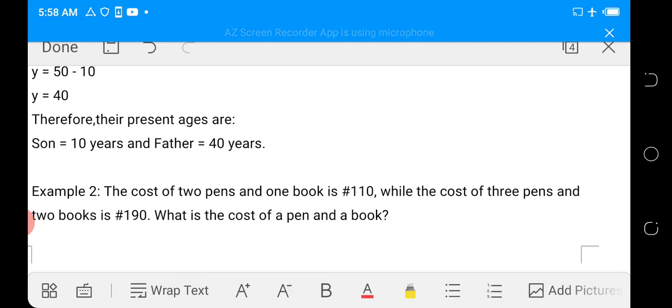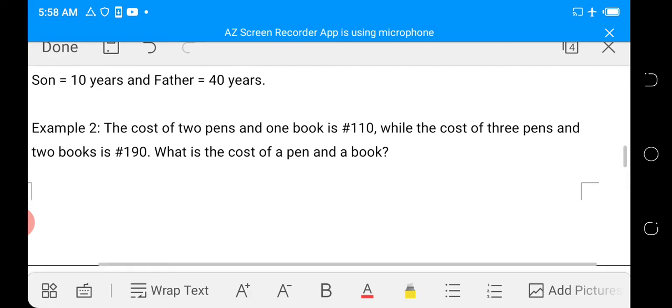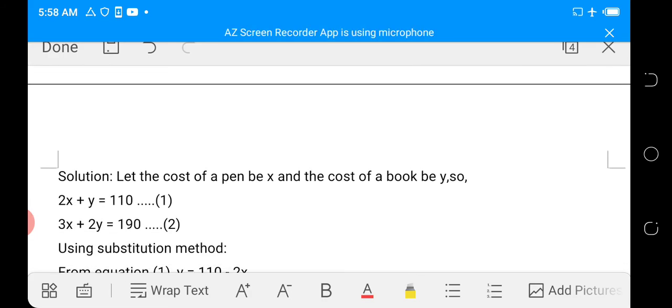To tackle this question, you need to pick a letter to represent the cost of a pen and pick another letter to represent the cost of a book. Any letter of the alphabet. So in this question, the cost of a pen is represented with letter X and the cost of a book is represented with letter Y.